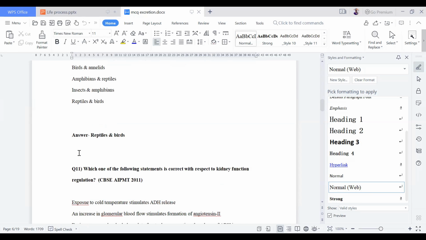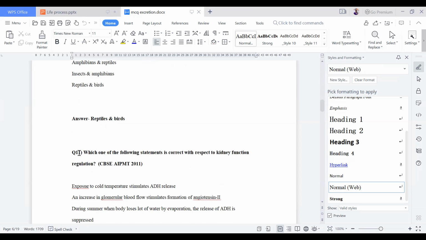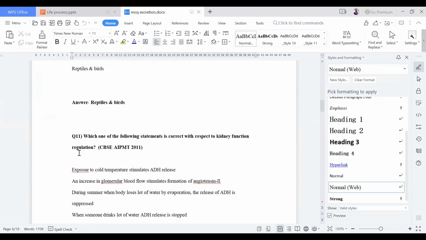question number 11. Which one of the following statements is correct with respect to kidney function regulation? Exposure to cold temperature stimulates ADH release. An increase in glomerular blood flow stimulates formation of angiotensin II. During summer, when body loses lot of water by evaporation, the release of ADH is suppressed. When someone drinks lot of water, ADH release is stopped. What is the answer?